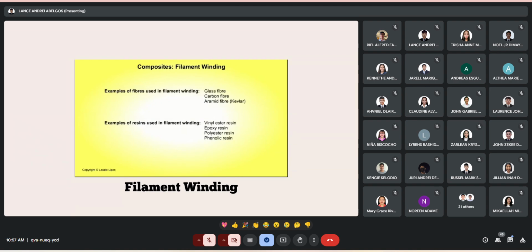Examples of fibres used in filament winding are glass fibre, carbon fibre and aramid fibre, that is Kevlar, and examples of resins used in filament winding are vinyl ester resin, epoxy resin, polyester resin and phenolic resin.